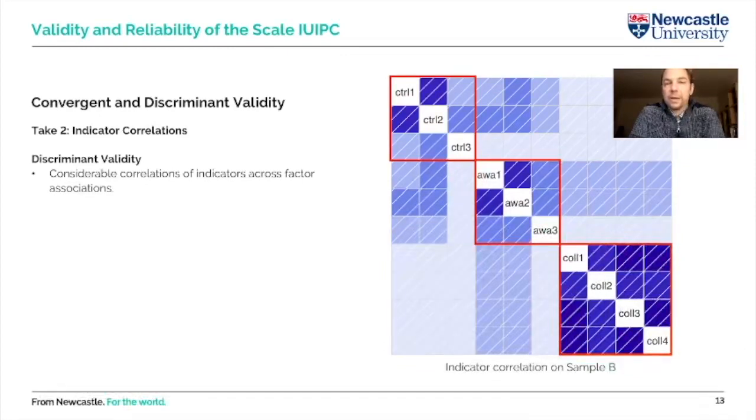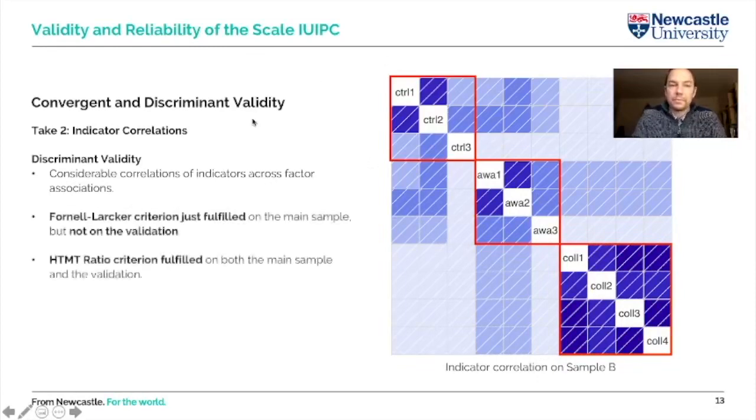For the discriminant validity, we looked at correlations, and there we find that we have considerable correlation between indicators across factors. So where we would normally expect, as we have in collection over here, that the indicators have a strong correlation within the factor boundaries and little correlation to other indicators, we don't quite see this as strongly in control and awareness. And for that reason, the Fornell-Larcker criterion was fulfilled on the main sample but not in the validation, and the HTMT criterion was fulfilled.